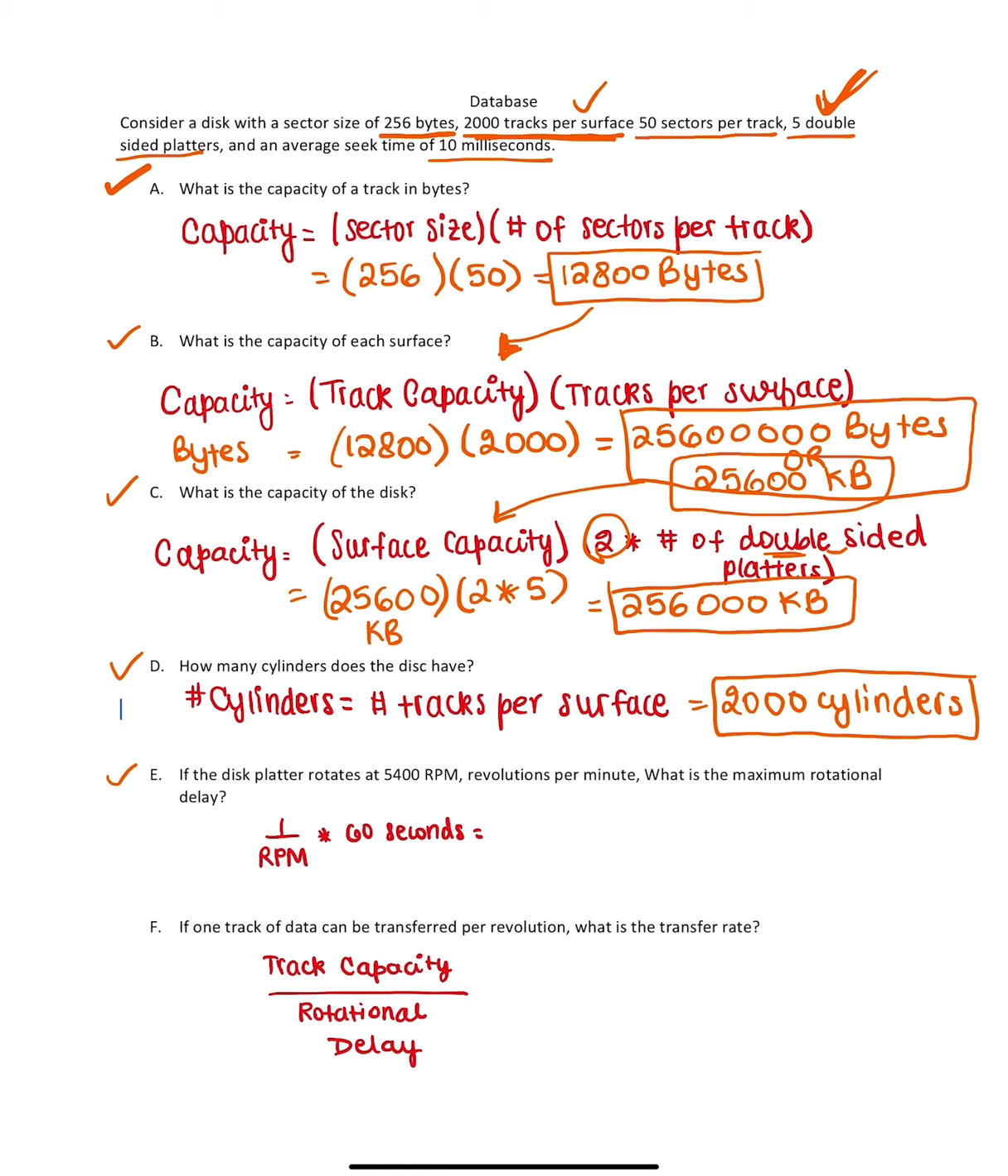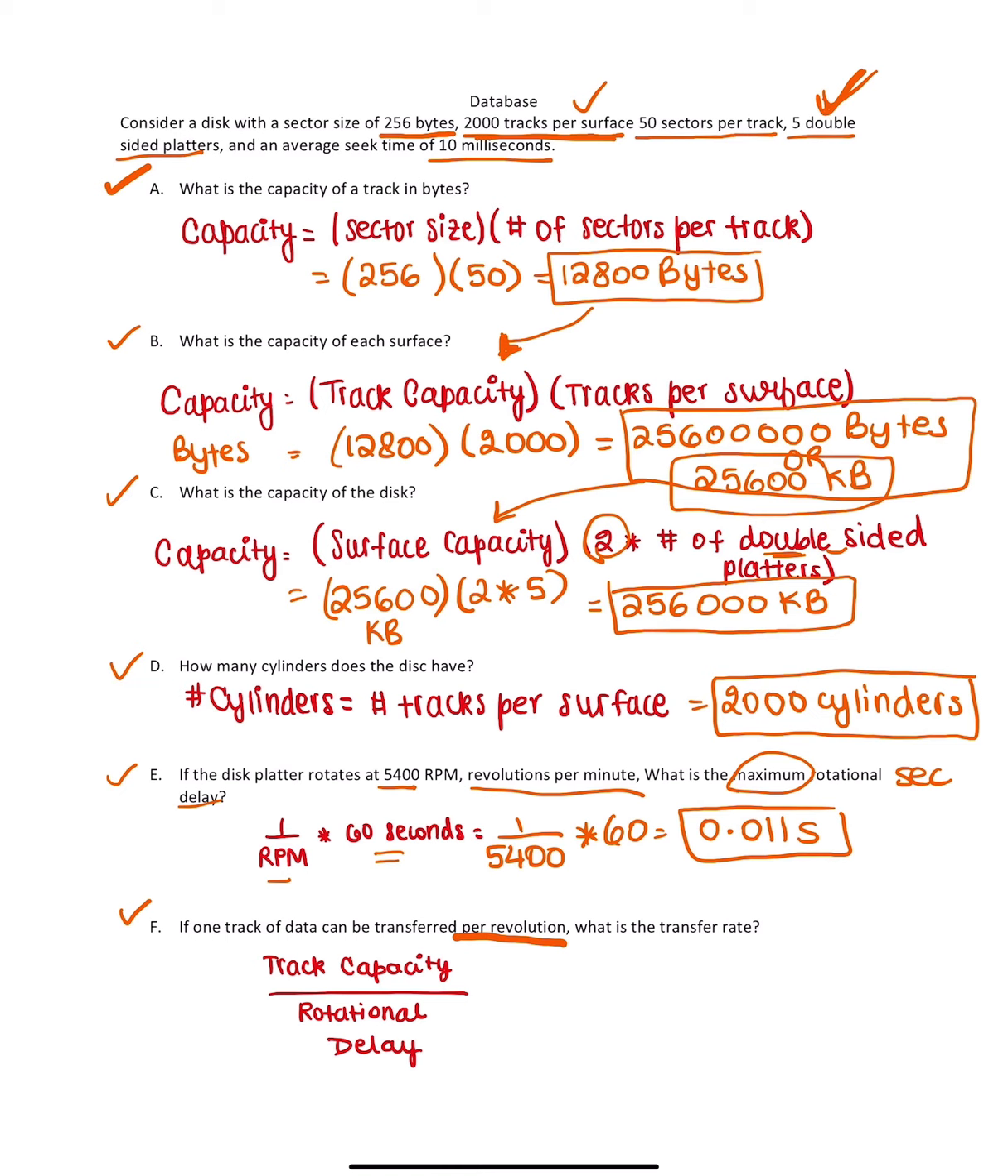Okay, part E. If the disk platter rotates at 5,400 revolutions per minute, what is the maximum rotational delay? So the maximum rotational delay will be in seconds, which is why we will take 1 divided by the revolutions per minute and multiply that by 60 seconds, which is 1 over 5,400 multiplied by 60, which is approximately 0.011 seconds. And then finally, if 1 track of data can be transferred per revolution, what is the transfer rate?